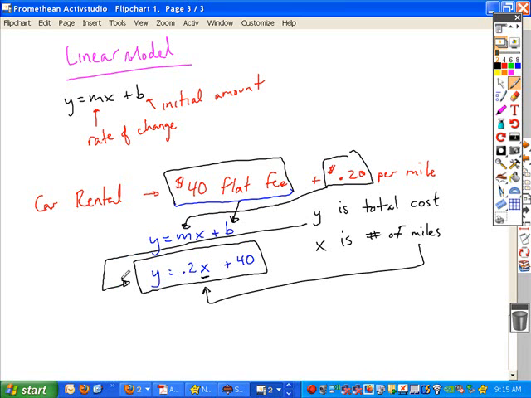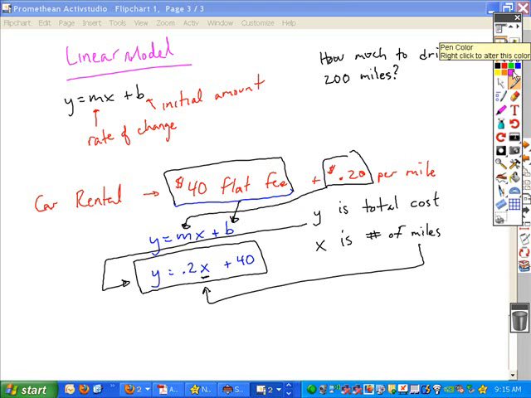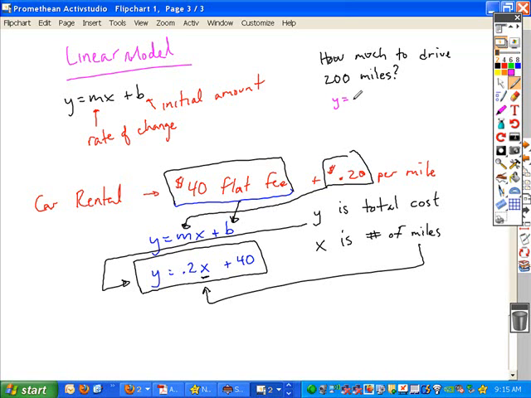So if I asked you then how much, based on this, how much is it going to cost to drive this rental car 200 miles? The way that you would do that is you'd plug 200 where? Where does this now fit? Good. You take your equation, y equals 0.2x plus 40, substitute in your value for x. The number of miles is 200.